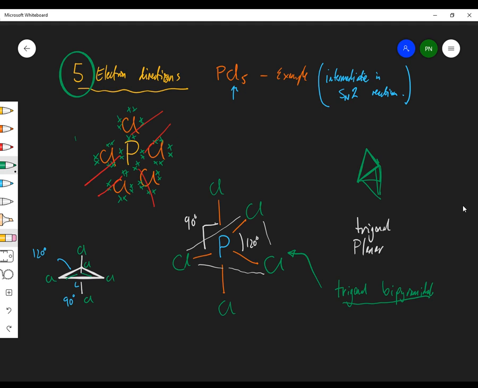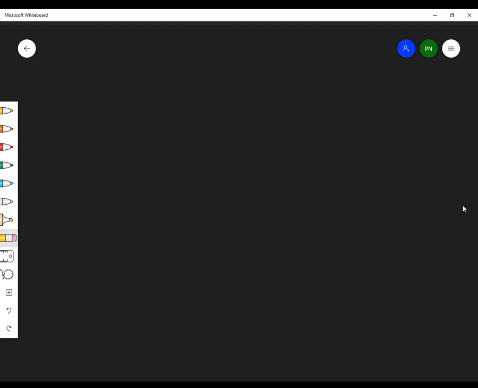So now I'm going to do the last one. Let's get rid of this, and I'm going to do the 6 electron directions. This is the last one. Okay, now 6 electron directions. The example often given is sulfur hexafluoride. Obviously this has got 6. It's a sulfur with 6 fluorines around, isn't it?